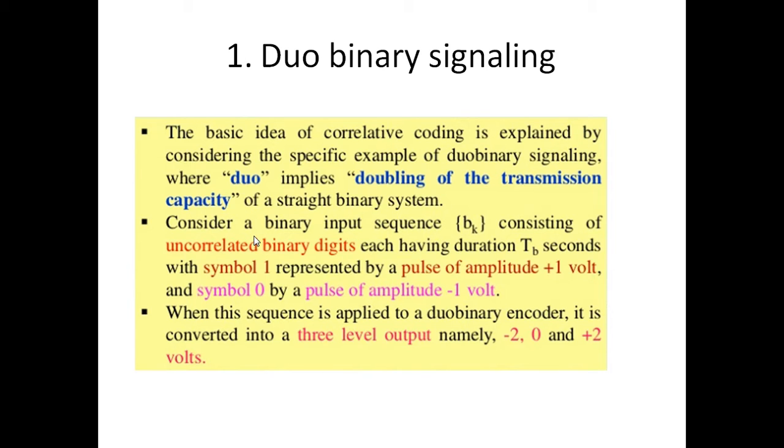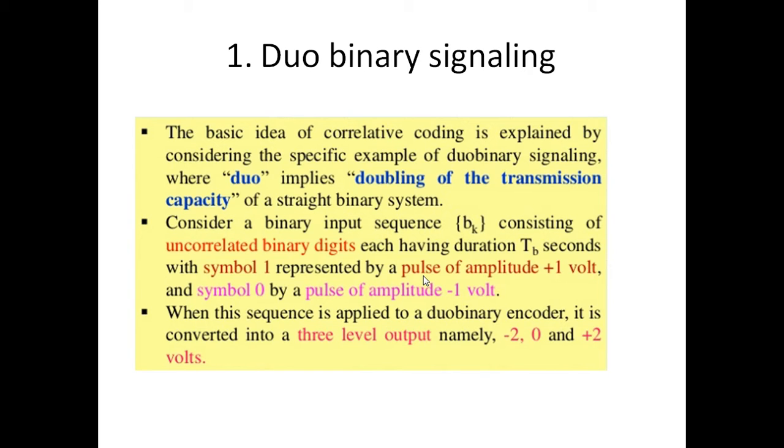What we are doing here, if I show you the transmitter diagram, you will get an idea. Consider an input sequence BK, consisting of binary digits 1 0 1 0 1 0 like that. Those bits are called uncorrelated. The correlation between adjacent binary 1 and 0 is very poor. That's why we are calling them uncorrelated bits.